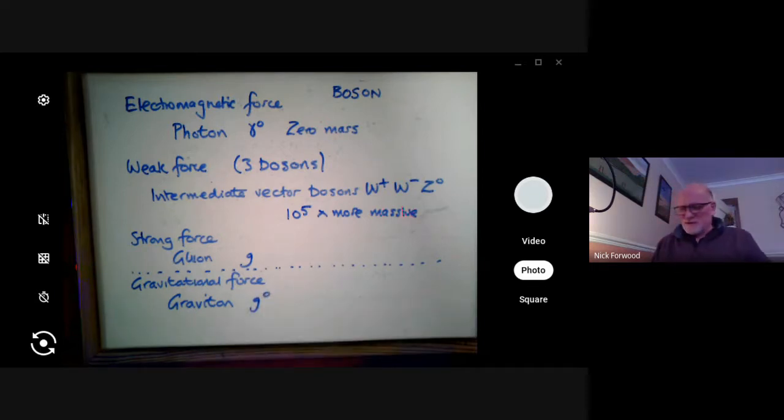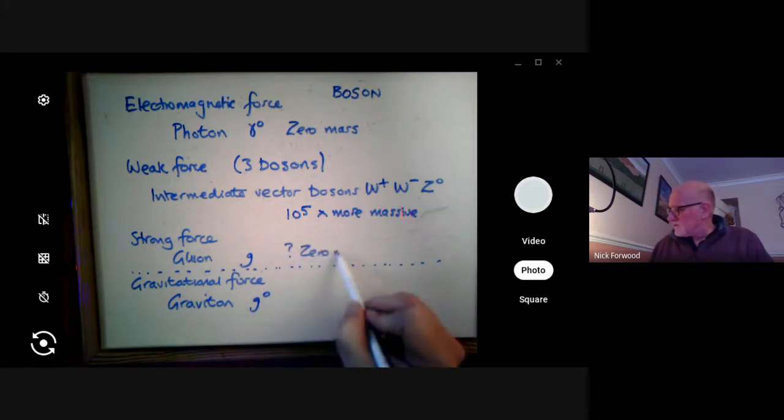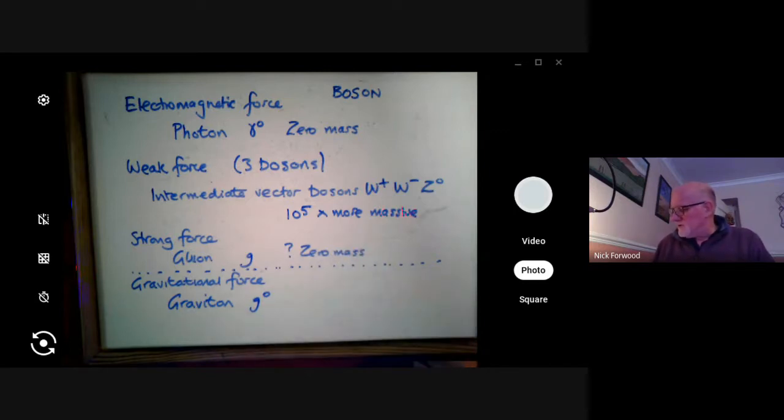I'm just going to go back and see if I can find out some stuff about the masses. So we think that a photon has zero mass. We think that a gluon probably has zero mass, but we're not certain because we haven't actually been able to measure the mass yet. That's another thing for particle physicists to do. We can show that it exists, but we can't actually measure its mass. And the graviton, what's its mass? It also has zero mass.